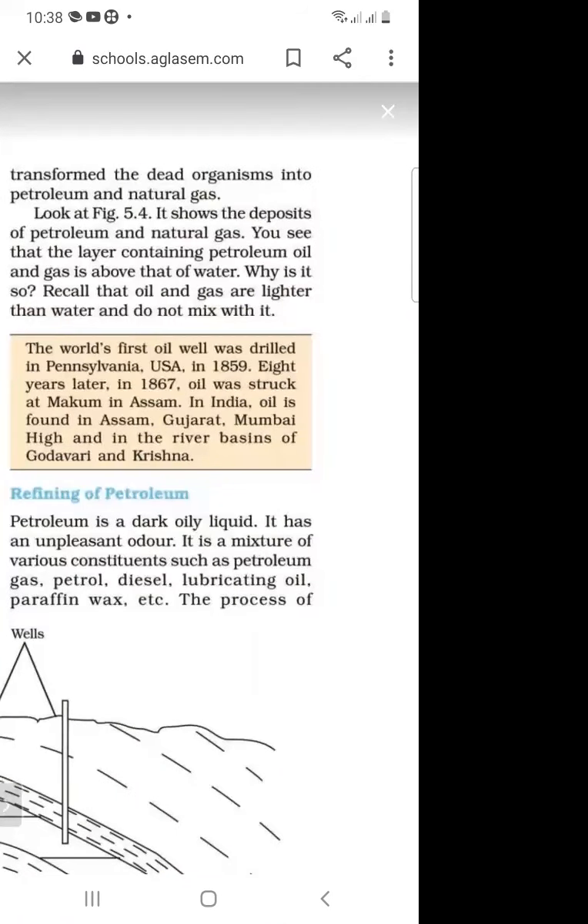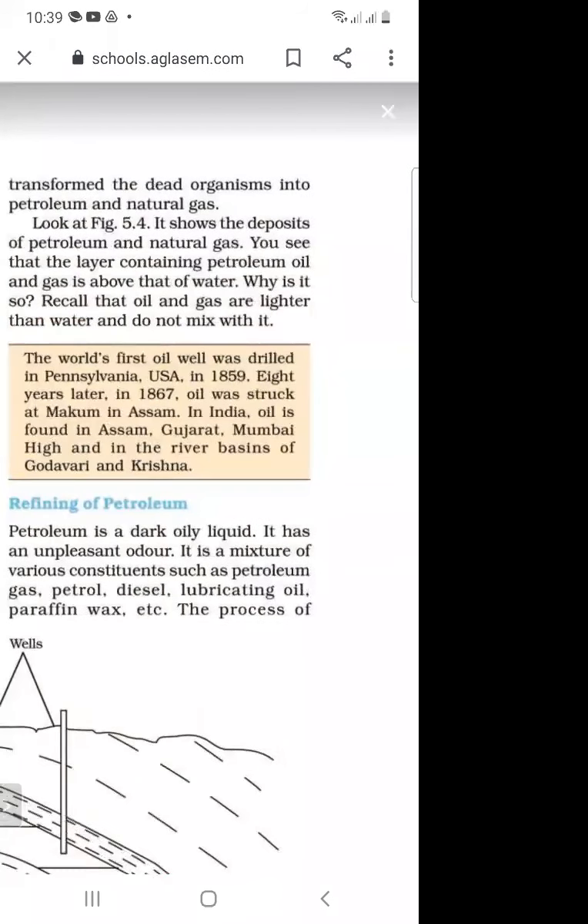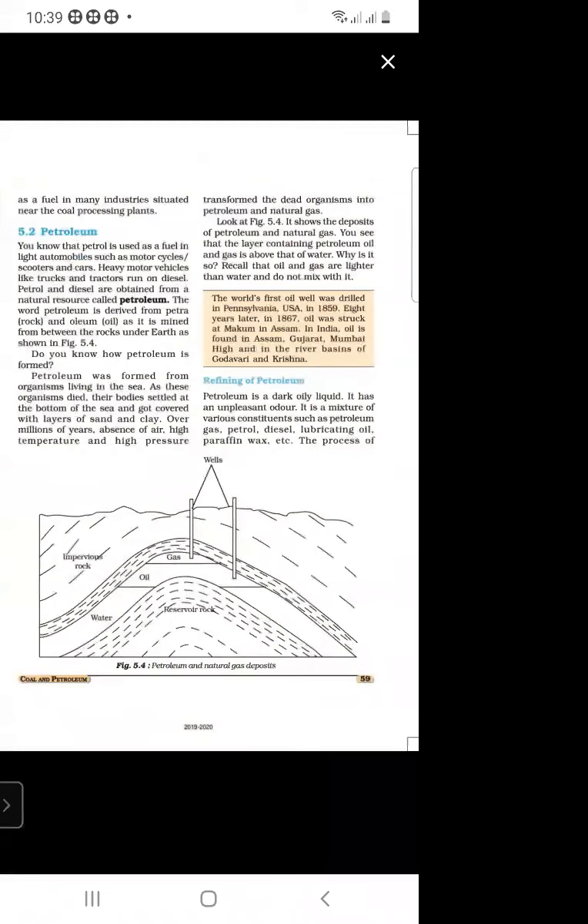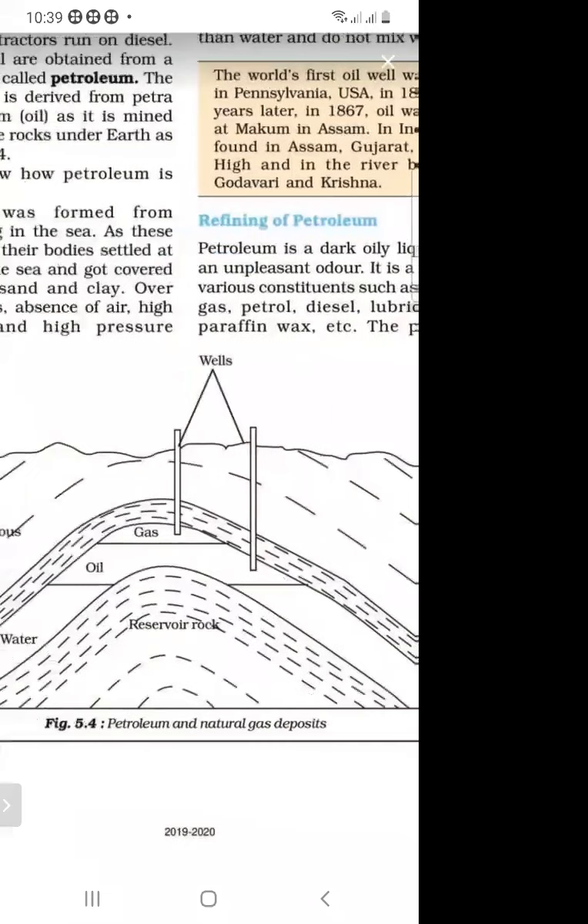You see that the layer containing petroleum oil and gas is above that of water. And why is it so? Recall that oil and gas are lighter than water and do not mix with it. This figure shows how petroleum and natural gas are deposited.